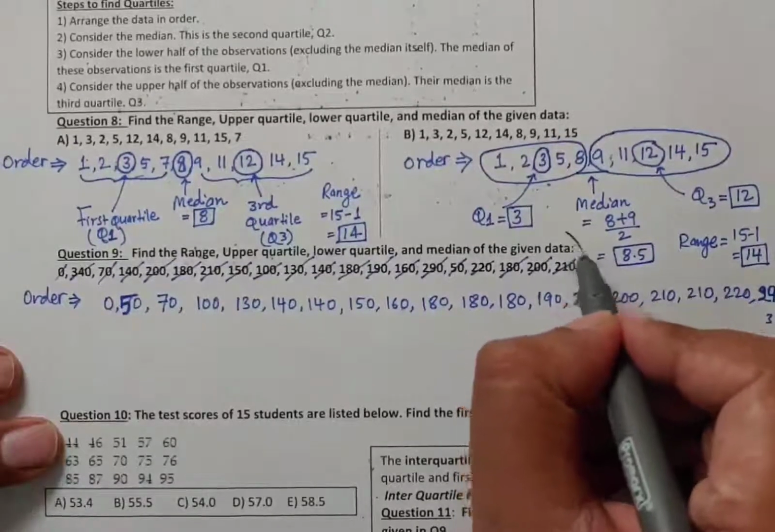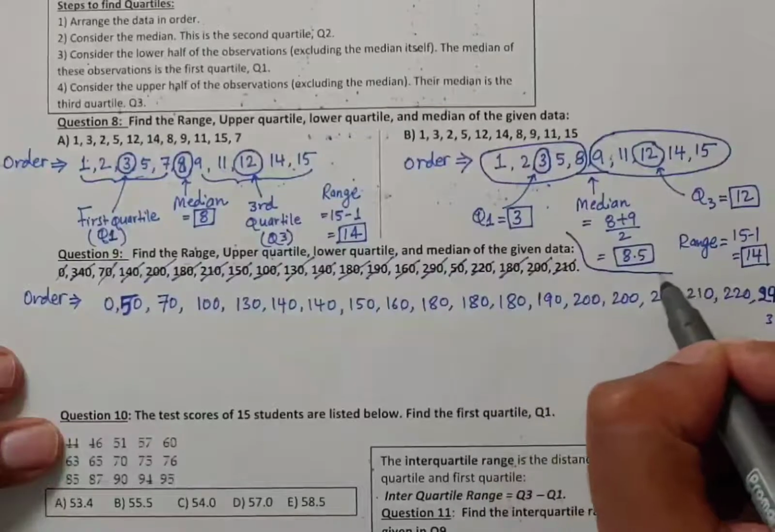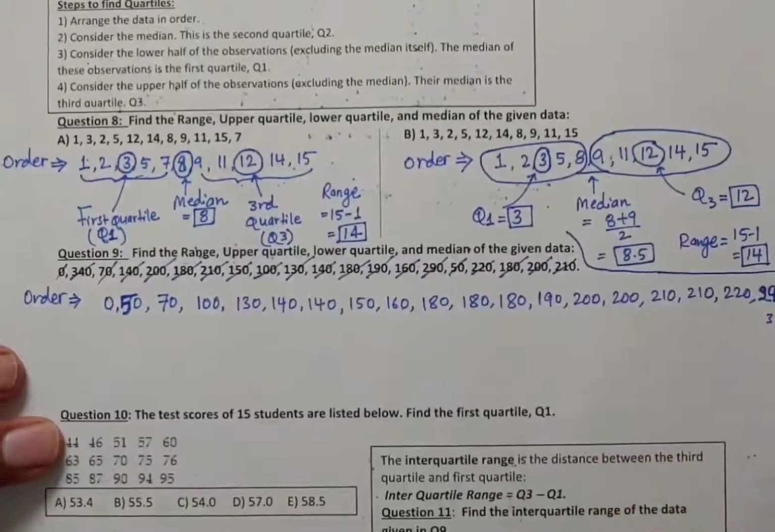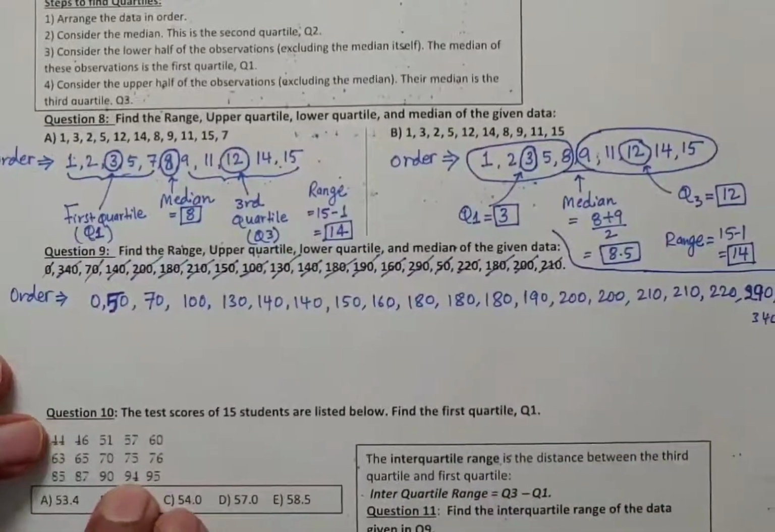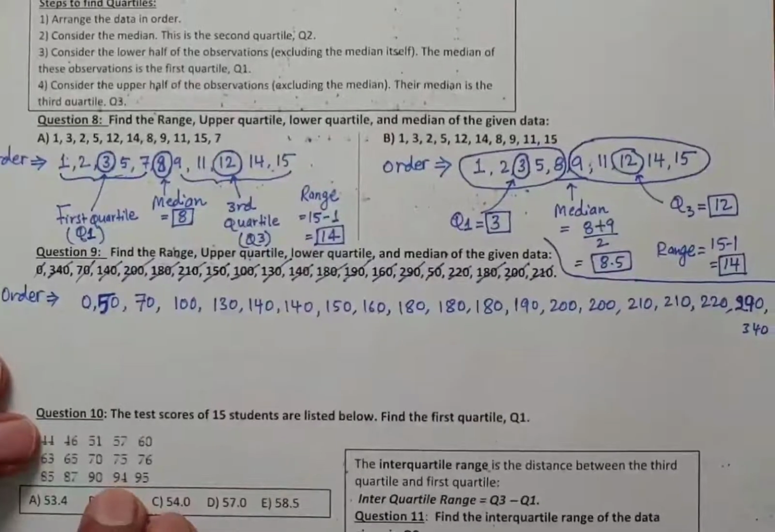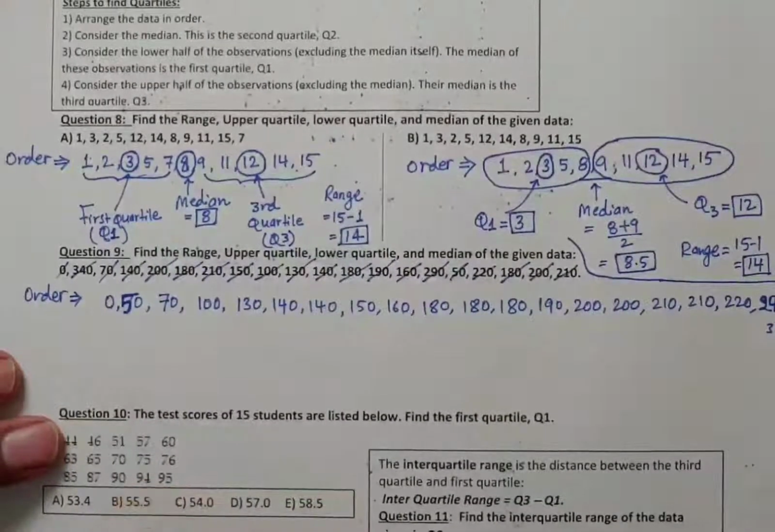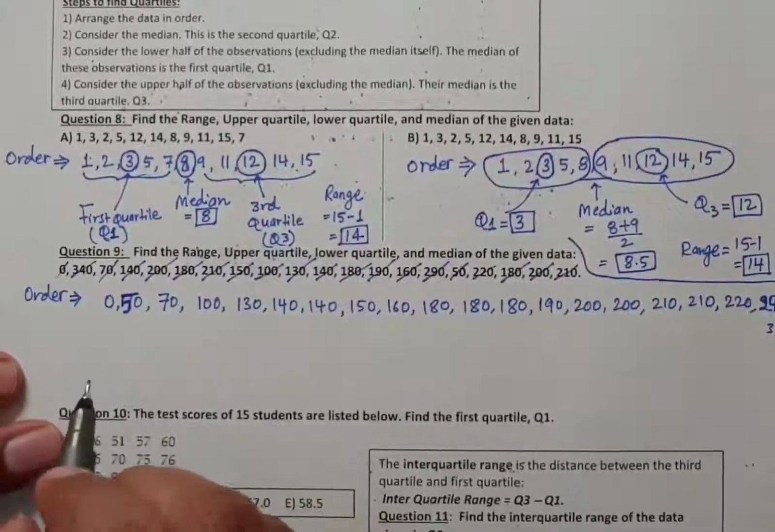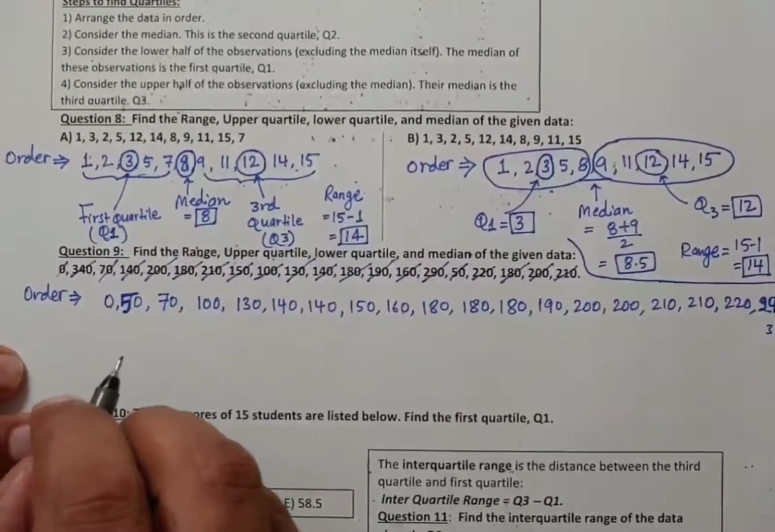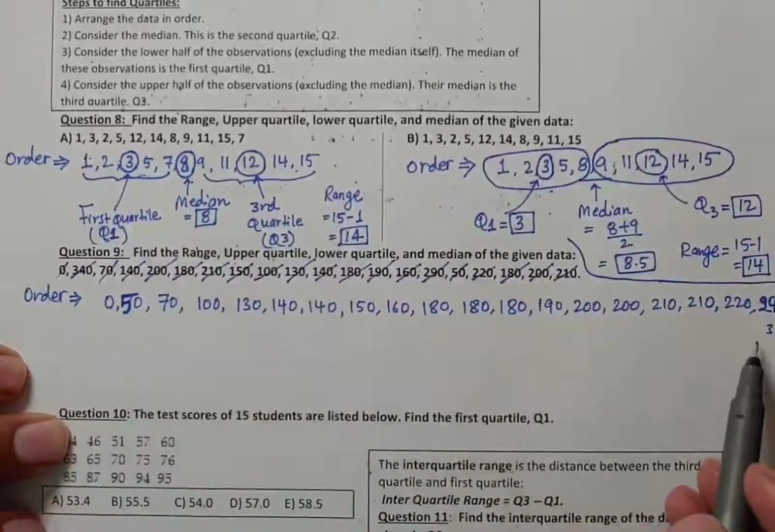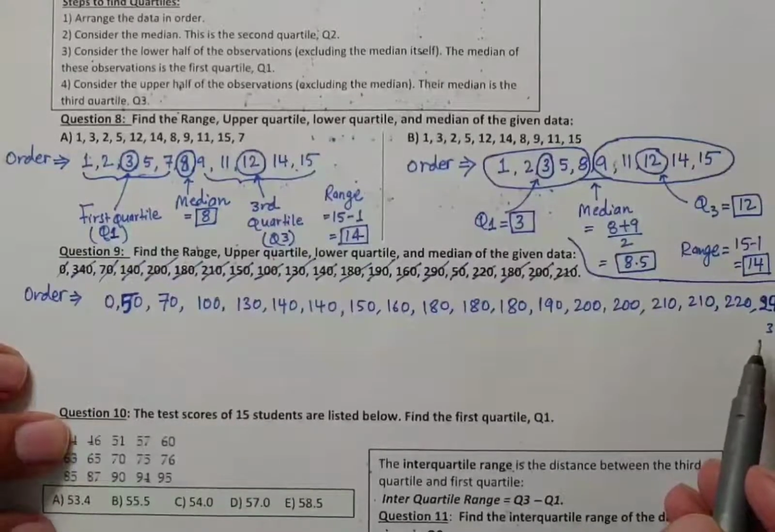Okay, so let's do this. Now this is the data. Now let's choose the middle number. Because there are 20 numbers, the middle is 10.5, so you get the 10th and 11th numbers, two numbers in the middle, right?